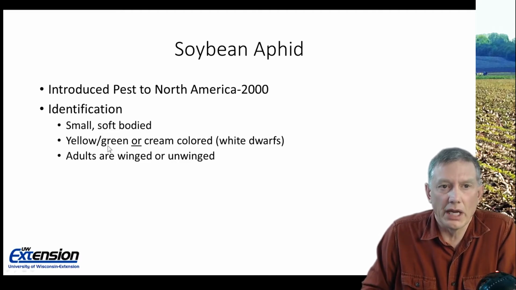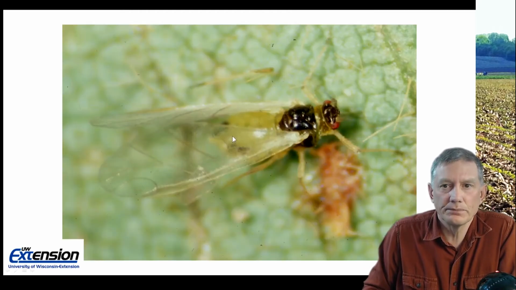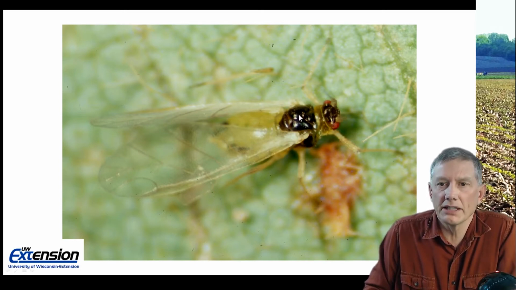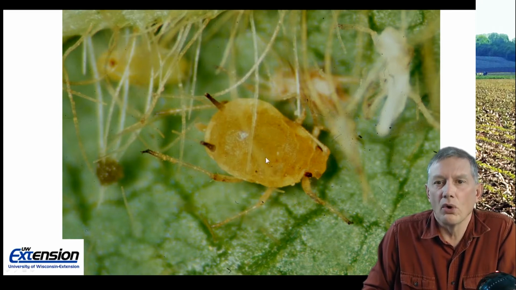Both the immatures and the adults can be kind of a yellowish-green in color, or more of a cream color if they're one of these white dwarfs, and we'll talk about them in just a little bit. The adults can be winged or unwinged. Here's a picture of what a winged soybean aphid can look like. Their head can be black, as well as their thorax. The underwing is that cream color if they're a white dwarf, or yellowish green.